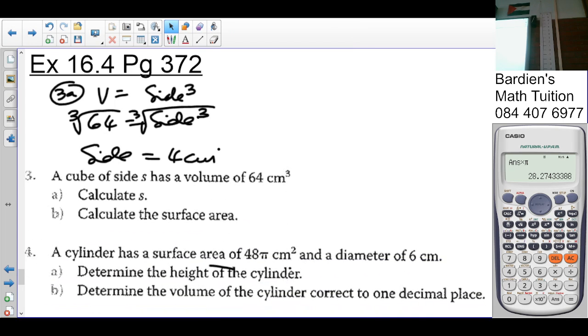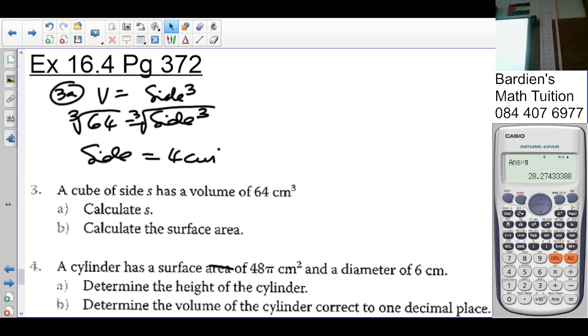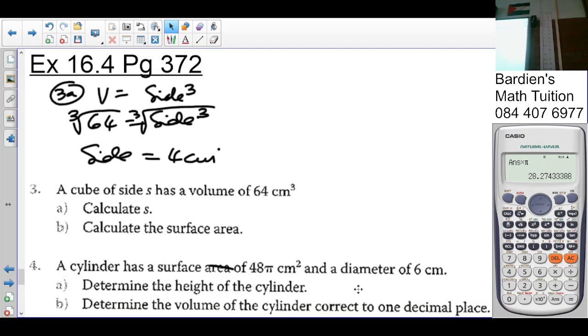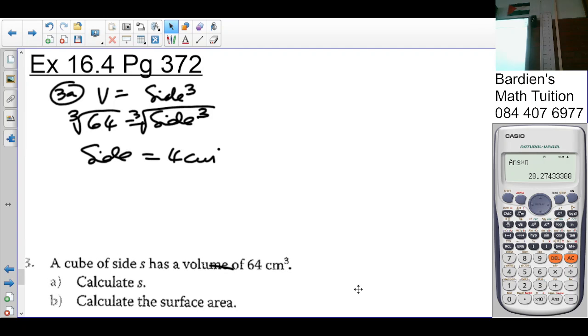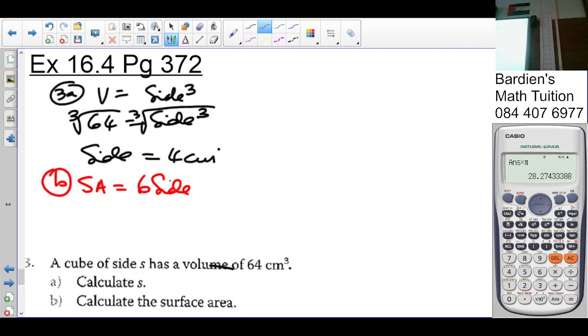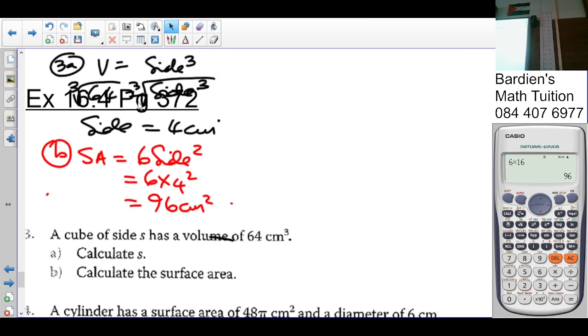Not so? The second part of the sum says, number 4, B is calculate the surface area. So the surface area is going to be 6 side squared. Not so? So 6 times, what's the length of the side? 4, and 4 squared is 16. 6 times 16 gives us 96. B, 96 centimeters squared. You all okay with that? Right.